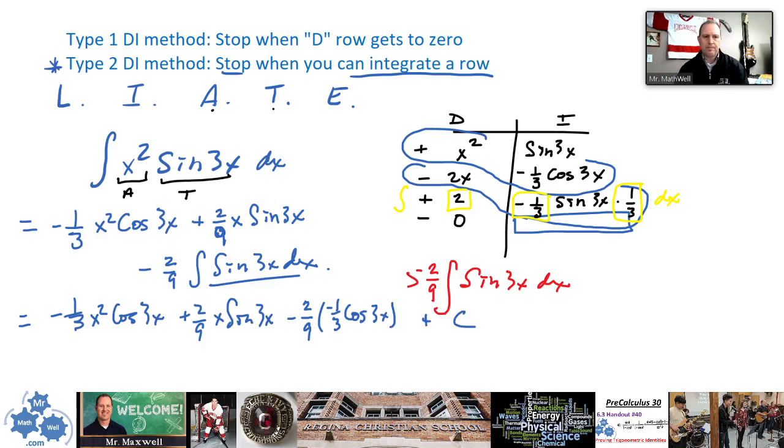plus C. So my final answer then, I won't factor anything out here just so you can kind of see. I won't do too many things at once here. Plus 2/9 x sine 3x, and this is going to be plus 2/27 cos 3x plus C.